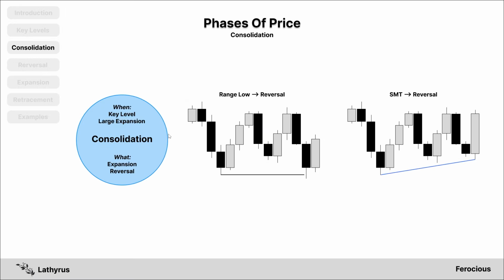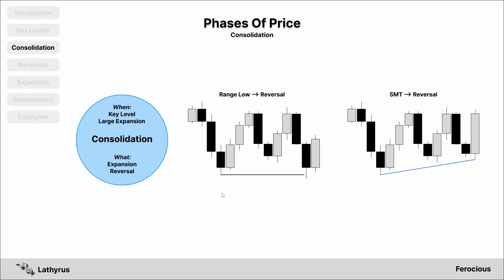The first phase of price I'm talking about is consolidation. When can we expect a consolidation phase of price? This is after we hit a relevant key level or we had a large expansion. And this is logical since the market cannot expand forever, right? What can we expect after a consolidation? We can expect a new expansion phase or a reversal phase.